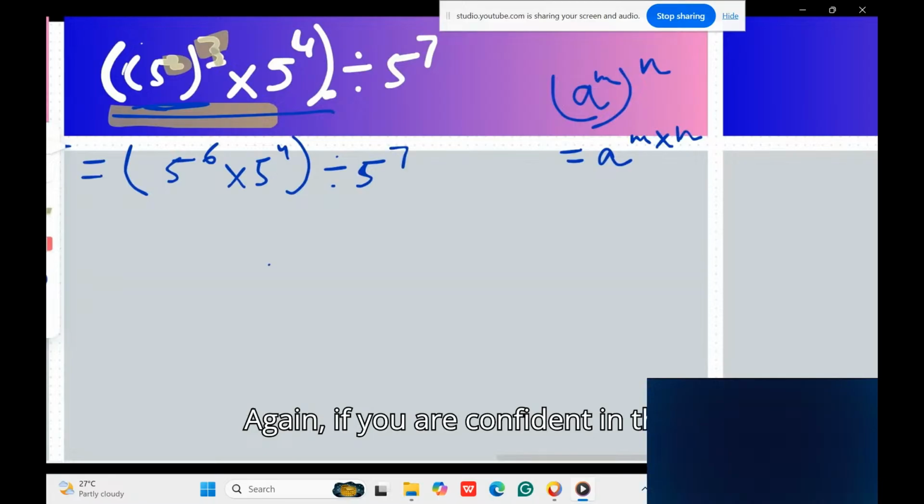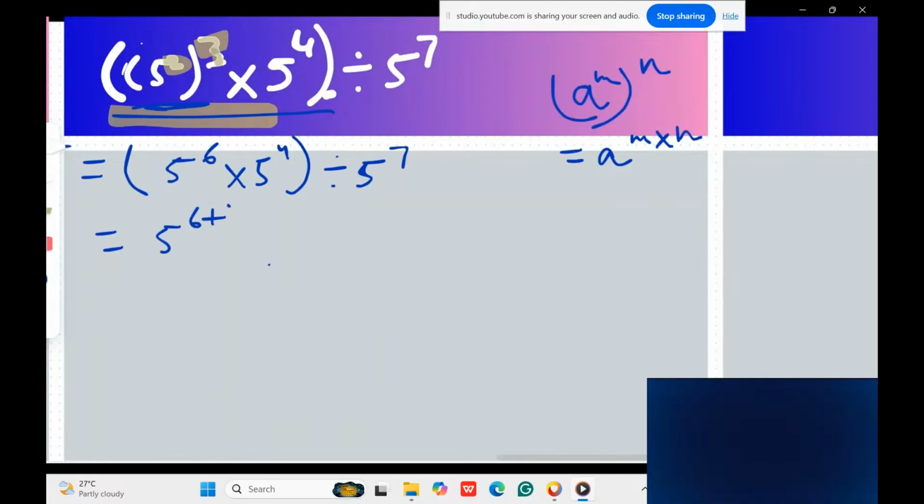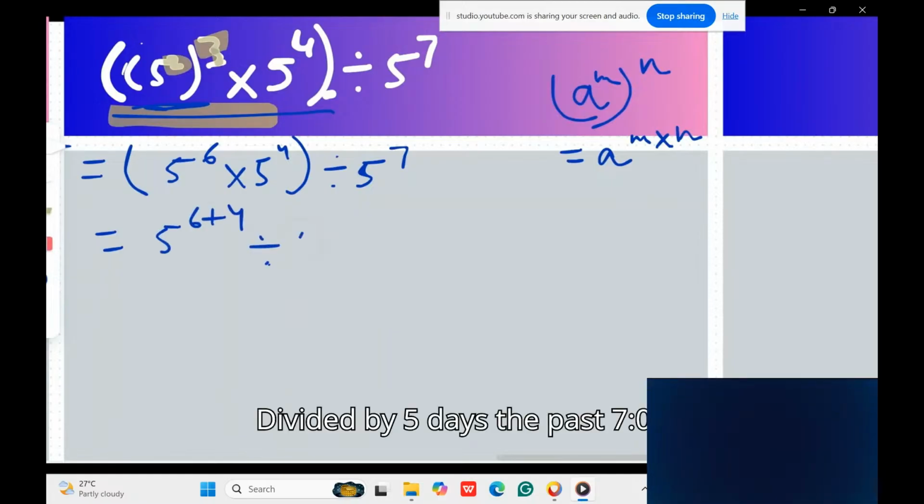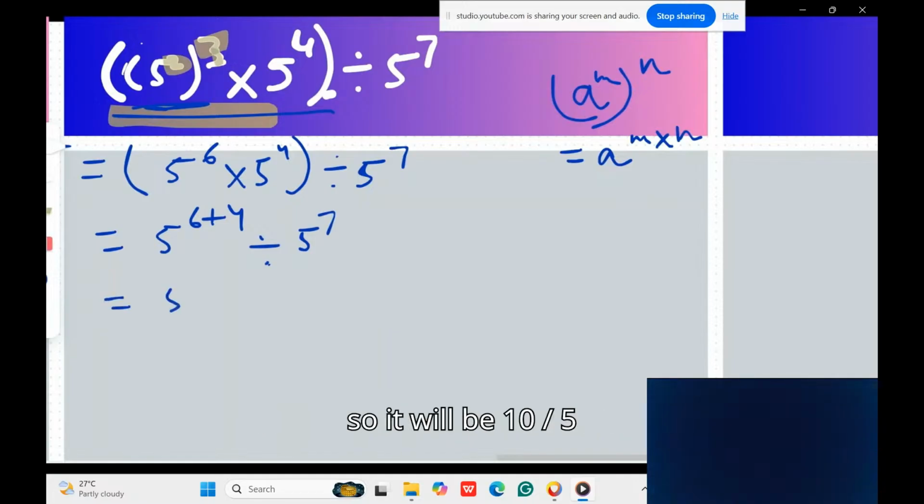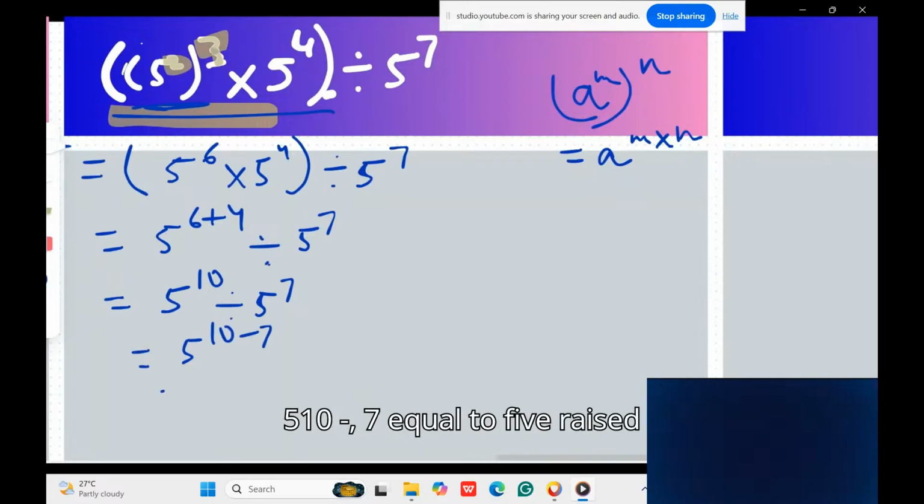Again, if you are confident in this topic, you can solve it all together. Otherwise, do it step by step. So here now we'll solve this bracket, divided by 5 raised to the power 7. So it will be 10 divided by 5 raised to the power 7. So it is 5, 10 minus 7, equal to 5 raised to the power 3. This is the answer.